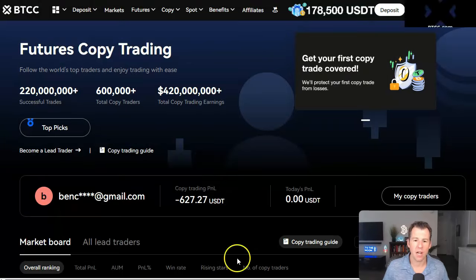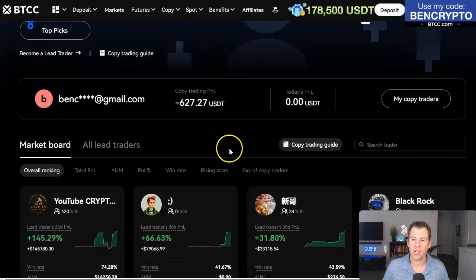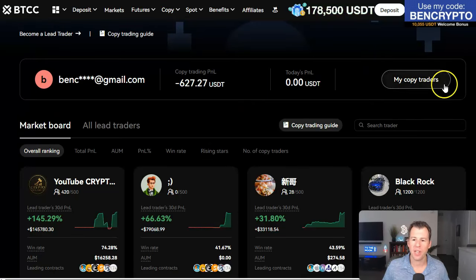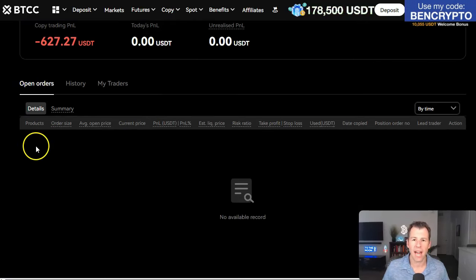And now to stop copy trading them, some people can't find this button. It's not really that hard. So you're going to go back to copy, futures copy trading, this homepage. You're going to click to the right, my copy traders. Again, click my copy traders right there. Click on this, then you're going to see the person, you're going to see like BlackRock, his name right here, and that's the person you're copy trading.